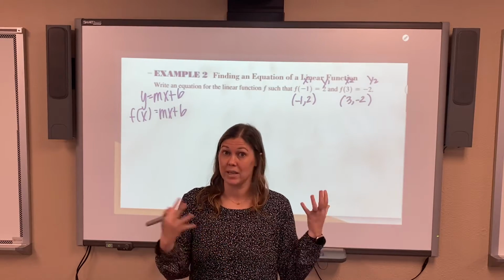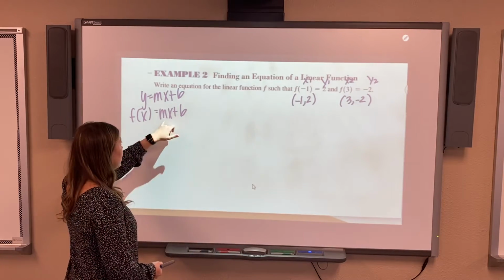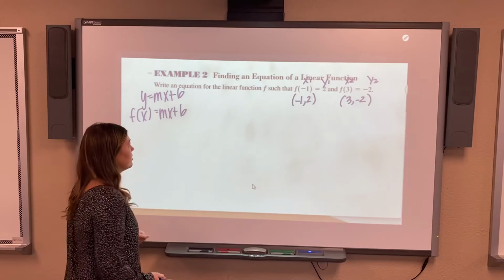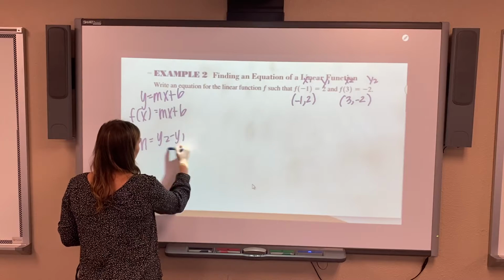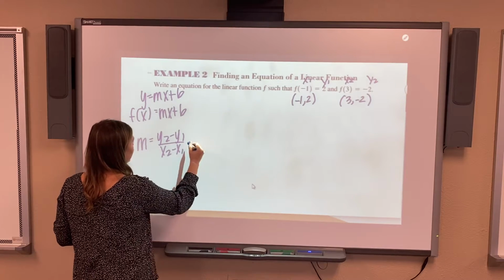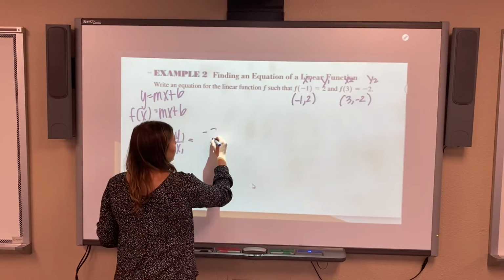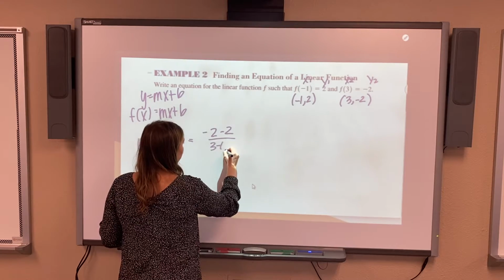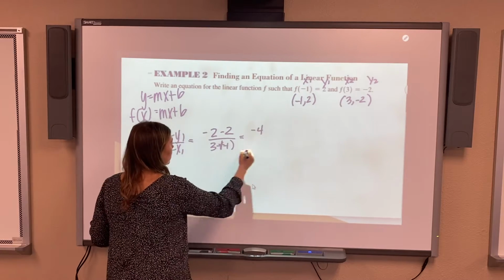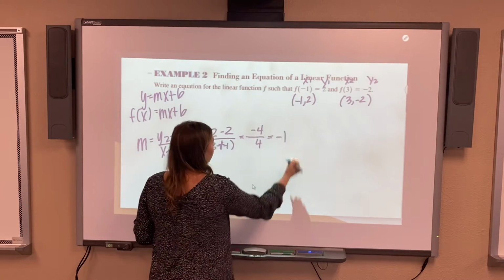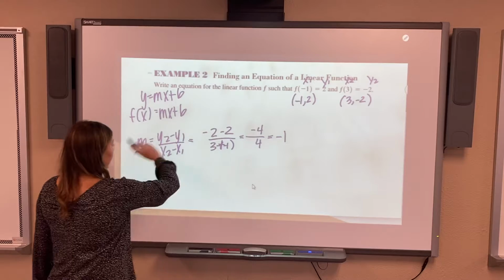So f of x is equal to mx plus b, and let's find our m and our b. M is slope, b is y-intercept. Our slope is y2 minus y1 over x2 minus x1, so we need to find the slope between those 2 points, okay? We're going to plug it in: negative 2 minus 2 over 3 minus a negative 1. Negative 2 minus 2 would be negative 4, and 3 plus 1 would be 4. So that would equal negative 1. Okay, so we have our slope, our m is negative 1.